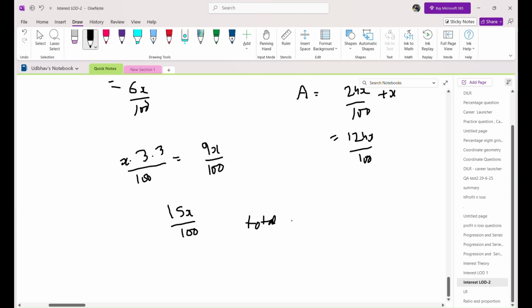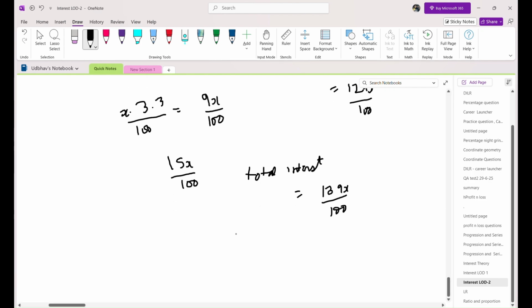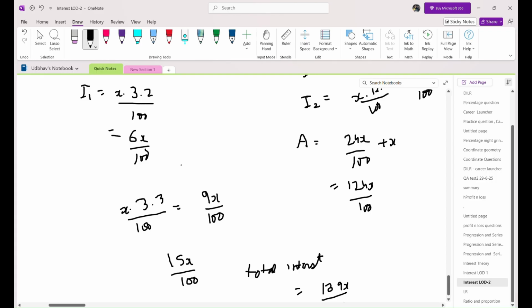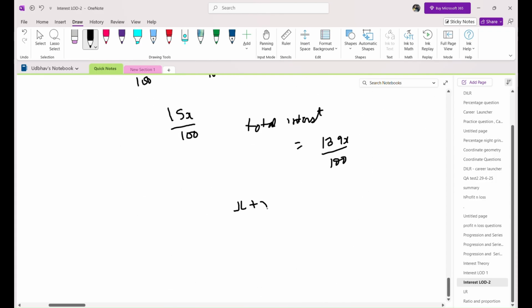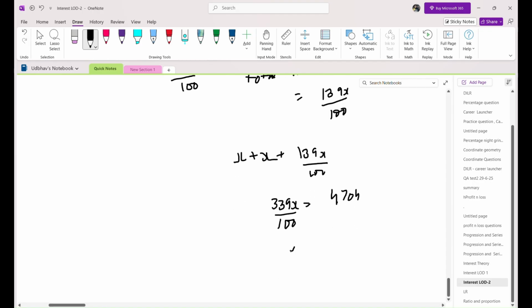So total interest comes out to be 15 plus 124, 139x upon 100. This is the interest, right? So what will be the amount? Because he is lending x 2 times, the amount will be x plus x plus 139x upon 100. This is 2x into 100, so 339x upon 100 will be equal to 4704. So x equals 470400 divided by 339. It comes out to be 1387.6.